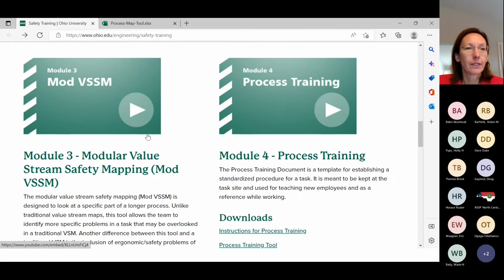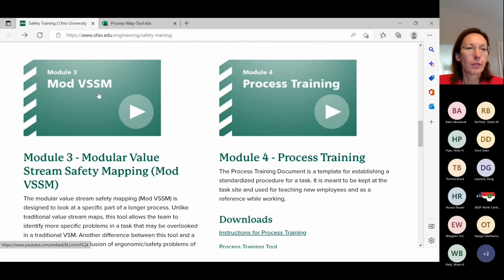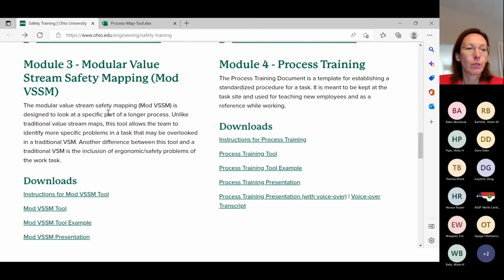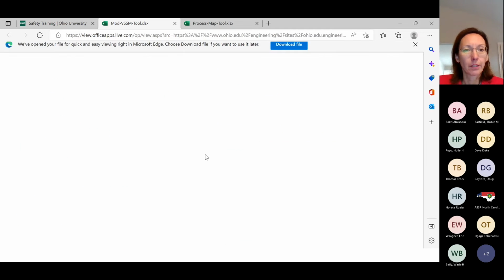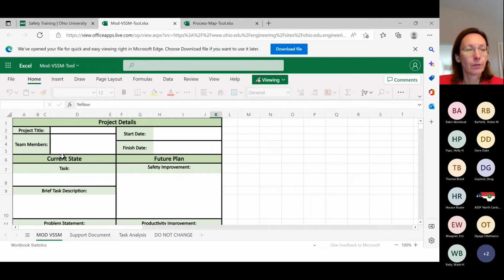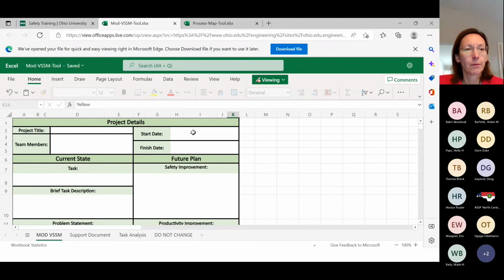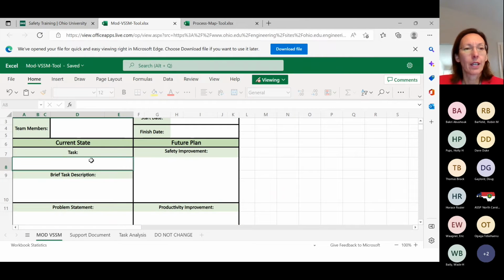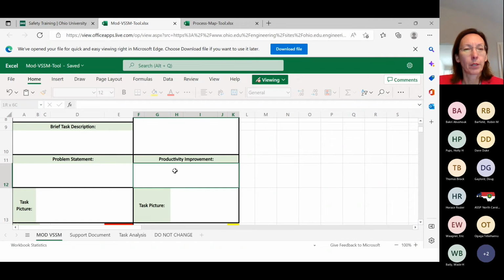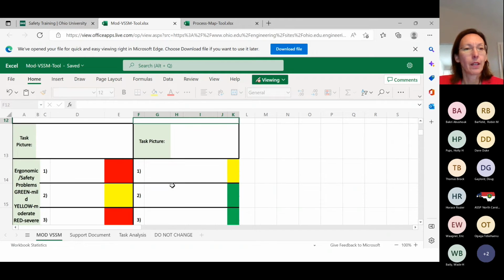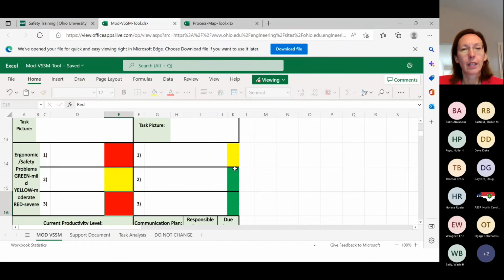Then a mod VSSM is a modular value stream safety map, and it enables you to go in and look at the person, not the person, but the particular tool. And these are just Excel sheets, you can change them, you can modify them. But you give the current state, the task description, then the future plan, productivity, and these should be productivity improvement, quality. And then you could give it pre-state and post-state.